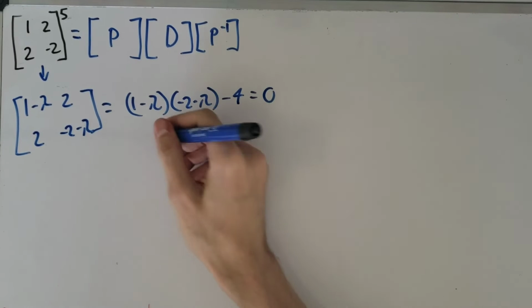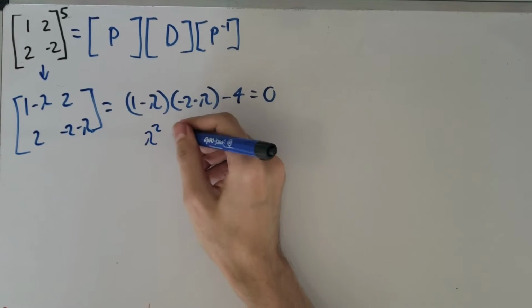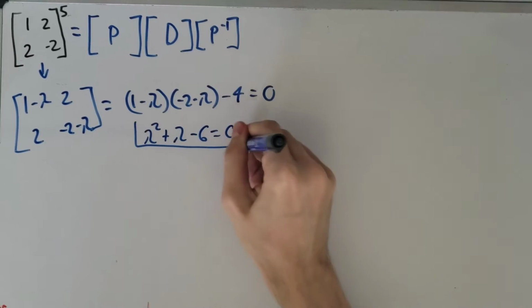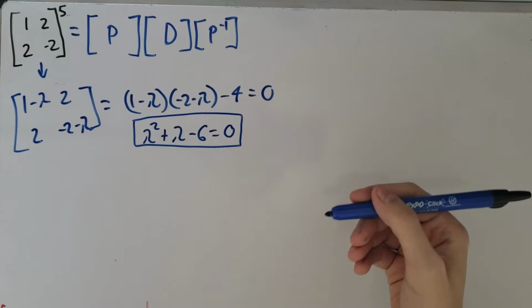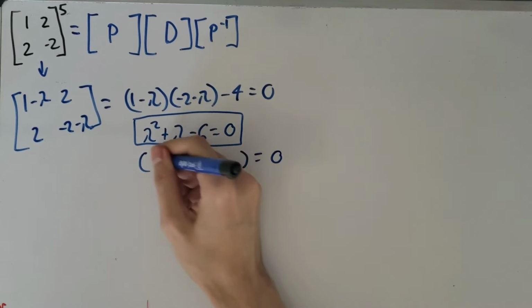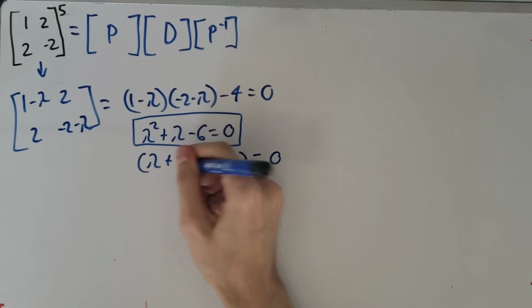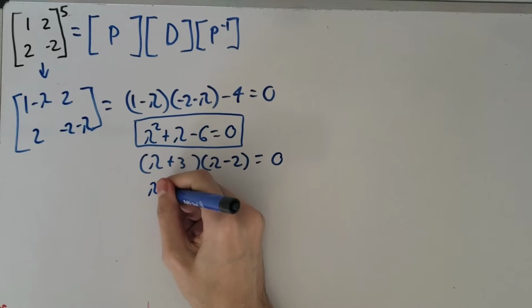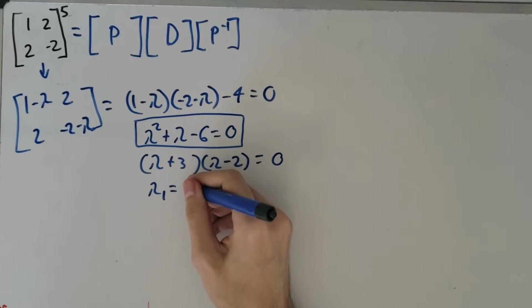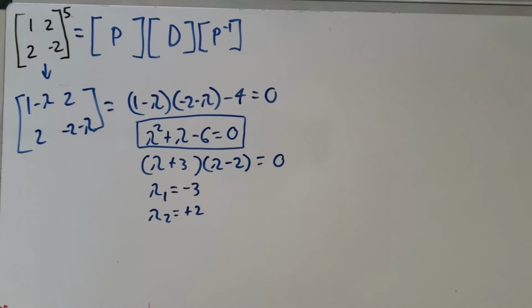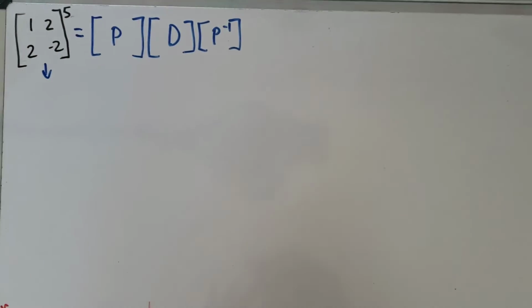After foiling these together and simplifying, we get the characteristic equation. And the solutions of this characteristic equation are our eigenvalues. In this case, it factors really nicely. So our 2 eigenvalues, we'll call them 1 and 2, are negative 3 and positive 2. I'm going to put these up here so we don't lose them.